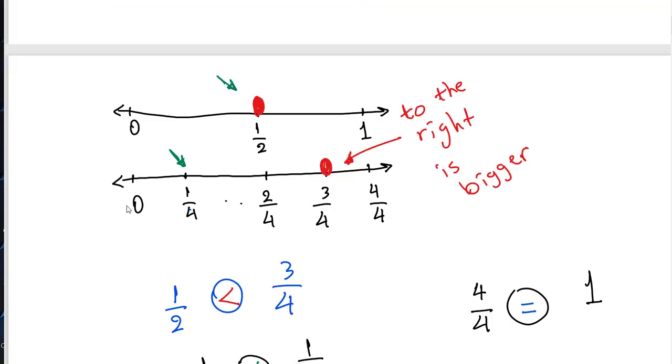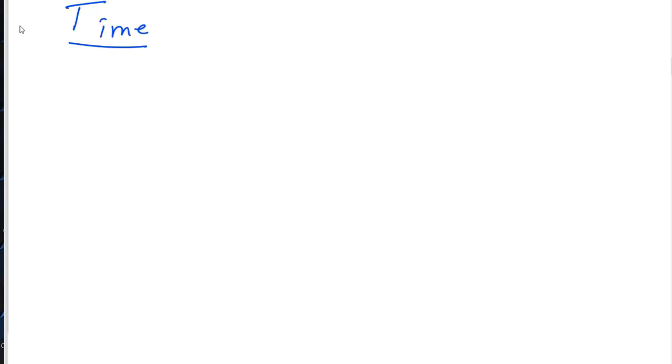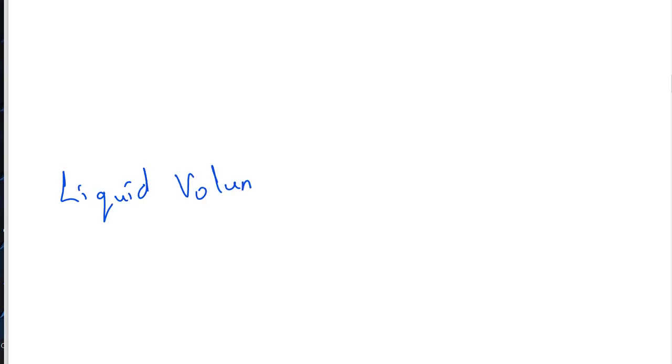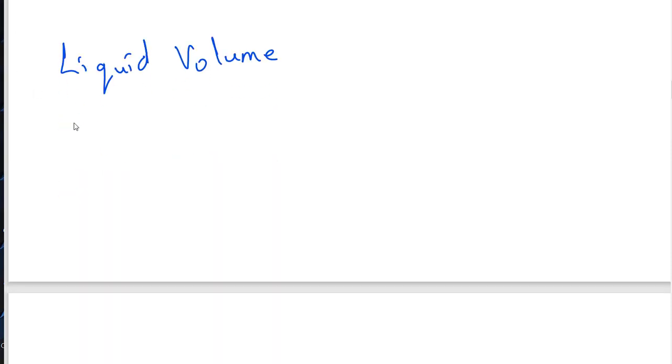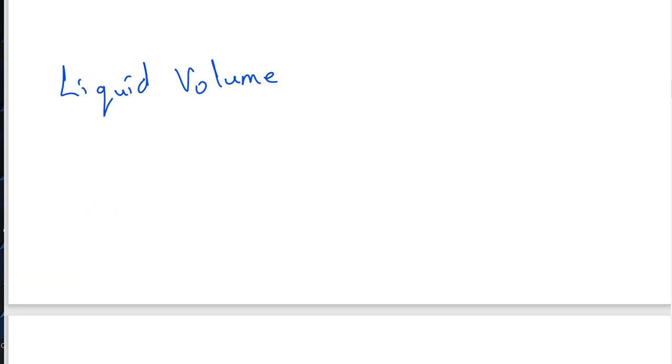Now we will move to the next part. The next part is units, and let's see the units that we are going to use. We're going to talk about time and reading time, and the next thing will be liquid volume, and after liquid volume we need to talk about the mass.